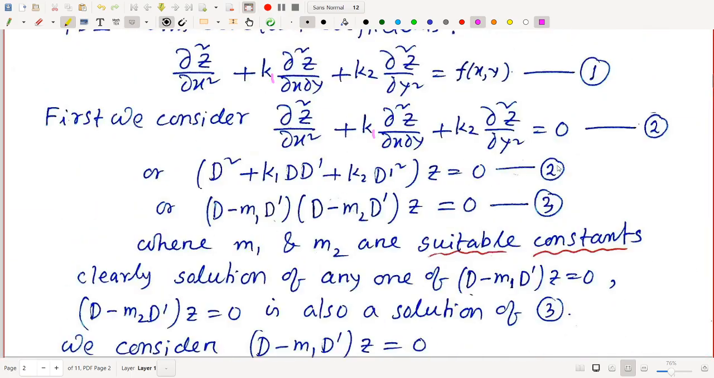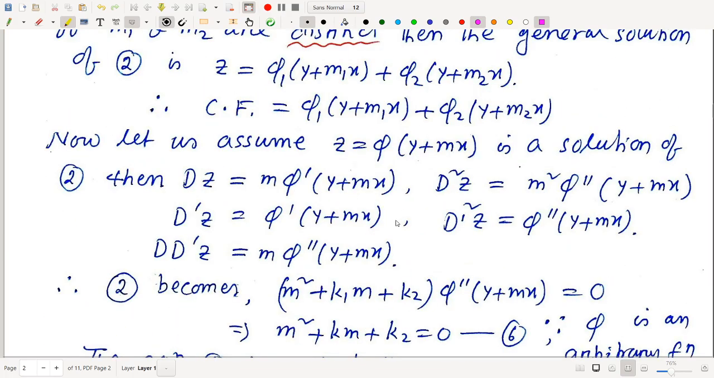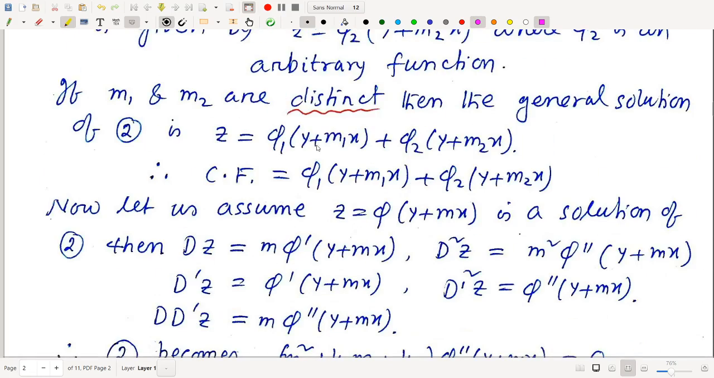Our aim is to solve this number 2 first. So if m1 and m2 are different, then the general solution of the PDE number 2 is z = φ1(y + m1x) + φ2(y + m2x). If m1 and m2 are distinct, the solution has two arbitrary functions, and because the PDE number 2 is second order, z = φ1 + φ2 is the general solution, and it surely satisfies the PDE number 2. Therefore, the complementary function of the original PDE number 1 is φ1 + φ2.